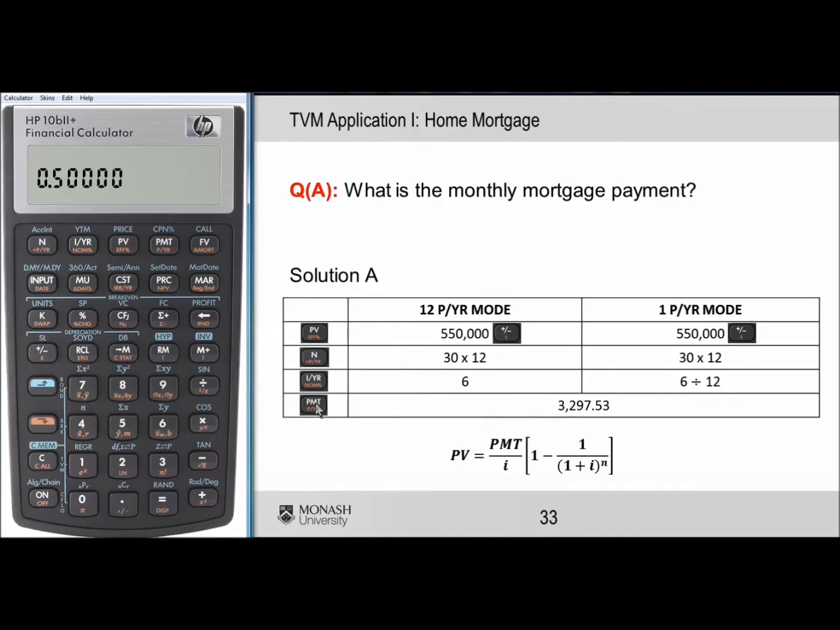To solve for monthly payment, press PMT, and the final answer is 3297.53. This is the payment that you need to pay monthly for 30 years for your mortgage loan. So using 12 payments per year mode, I/YR does not need to be adjusted, which is the full nominal interest rate of 6% per year.